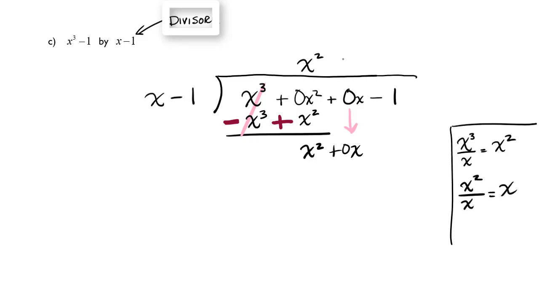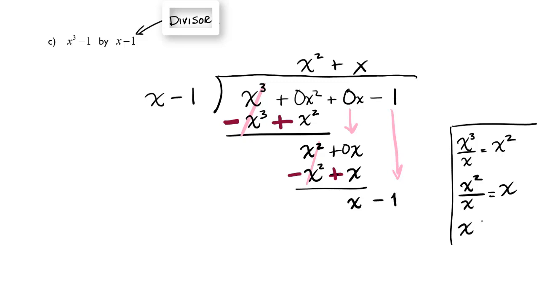Take the first term of the dividend, divide it by the first term of the divisor, put it in the quotient. Multiply the quotient term to each term in the divisor. Change the signs. Add the term with the term above. Should come out as 0, and it does. And we have an x. Drop the next term down. Now we have x minus 1.